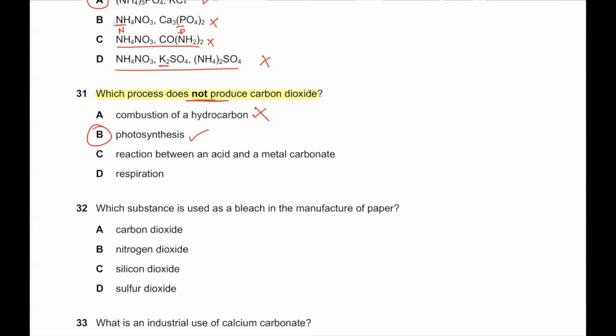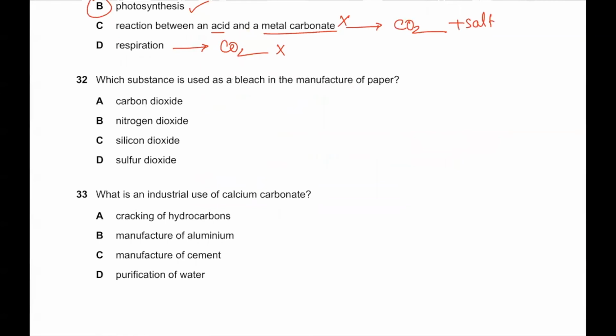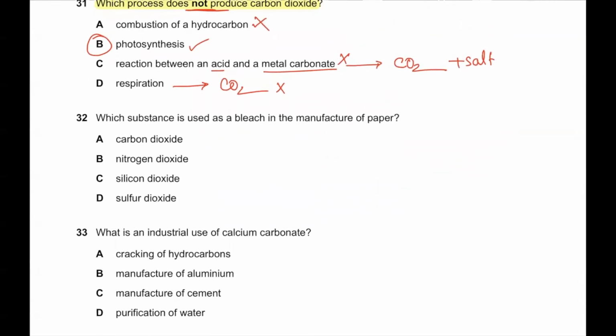Guys, let's see why C and D are wrong. Reaction between an acid and metal carbonate. Acid and metal carbonate always releases carbon dioxide, and it also produces a salt. It also produces water, but carbon dioxide is one of the products. Respiration produces carbon dioxide. So definitely they're going to be cancelled out. So B is the correct answer. Photosynthesis does not produce carbon dioxide.